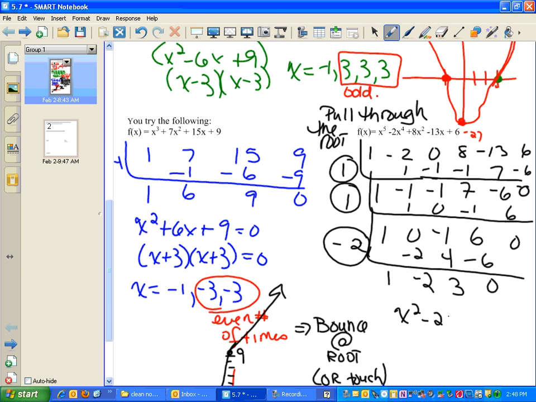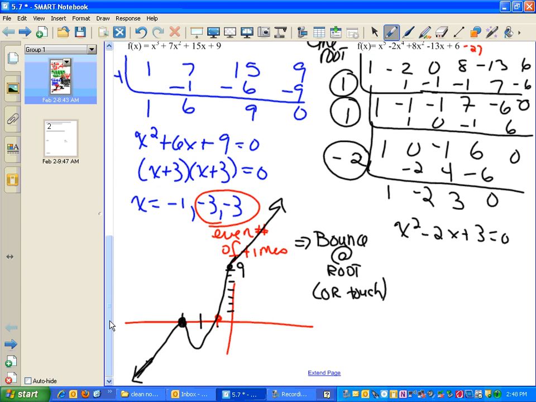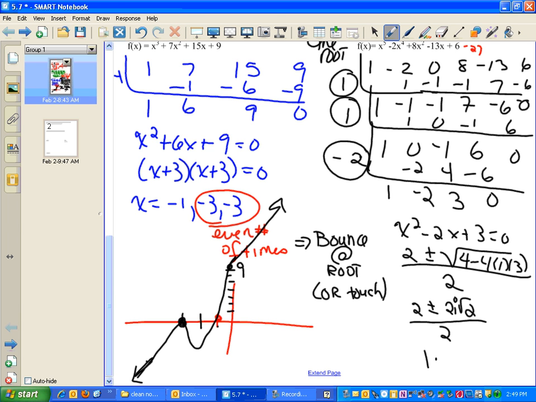x squared minus 2x plus 3 equals 0. Actually, does this factor? What are your factors of 3 that give me -2? No. So negative b plus or minus the square root of b squared minus 4ac, because I want real and imaginary roots, gives me 2 plus and minus the square root of 8i, so 2 root 2 with an i on it, which is 1 plus and minus root 2i.